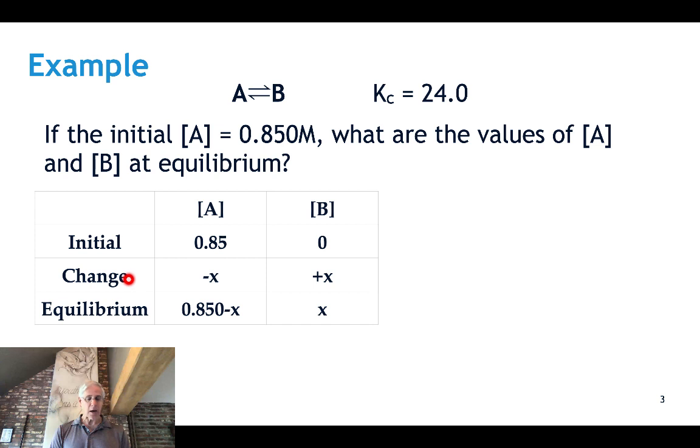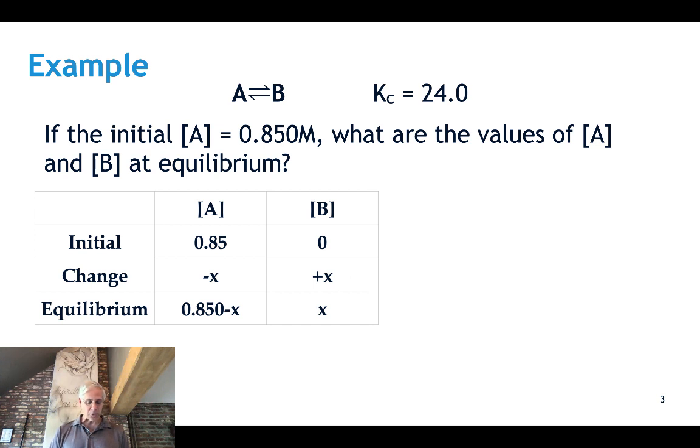Now the change. How much did the concentrations of A and B change? Well, we don't know that. If we knew that, we wouldn't have to do the ice box. So we're going to set that as X. What we're going to set as X is the amount of A that is lost. So we're going to lose X amount of A. And notice that because my reaction has a 1-to-1 ratio, for every 1 A lost, I gain a B in this reaction. So for every X amount of A lost, I'm going to gain X amount of B. So I lose minus X of A, I gain X of B.